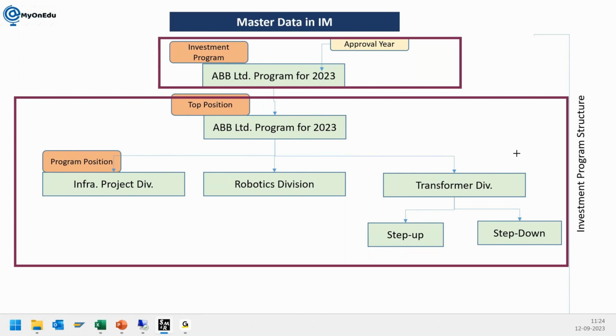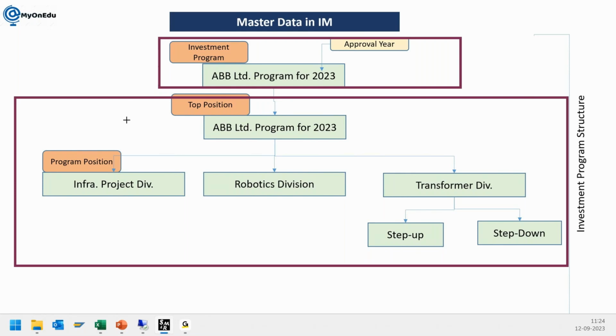From my experience, I have implemented in one company where they are creating an IM structure based on their department. For example, they are saying, okay, capex for 2023, and under that capex 2023 they have a further division, further position, like the admin department, engineering department, operations department, quality department, health and safety, like that. So based on that, they are distributing their budget.